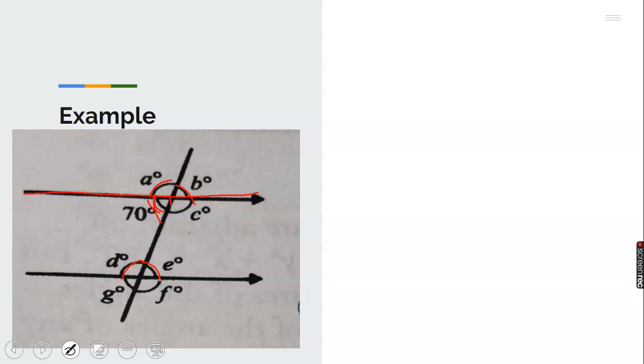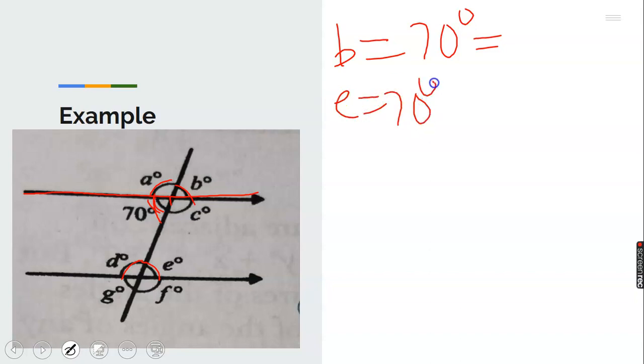You can use this one to find the values of A, B, C, D, E, F. For instance, B equals 70 degrees. You state your reason there. Vertically opposite angles. Now look at E equals 70 degrees. Reason is that they are alternate angles. Sorry, I can't write everything in full.